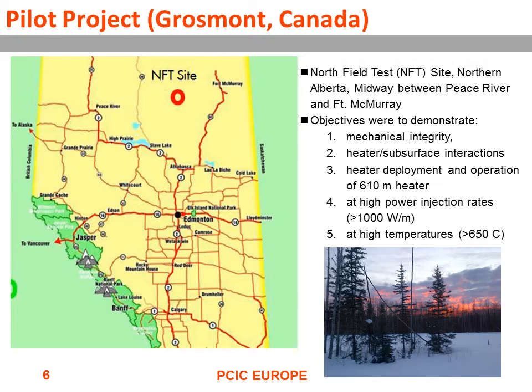Here's a map with the location of the pilot here in the Grosmont, which is an area in Canada that's halfway between Fort McMurray and Peace River. It was called the North Field Test, done by Shell. It's in northern Alberta. The objectives of the demonstration were to test the mechanical integrity of the system, the heater and subsurface interactions as we heated the heater up for the first time and cycled it. The heater deployment and operation of this, this was a 610 meter heater, so it was about 2,000 feet. And we wanted high power injection rates, greater than 1,000 watts a meter, at high temperatures, 650 degrees C.